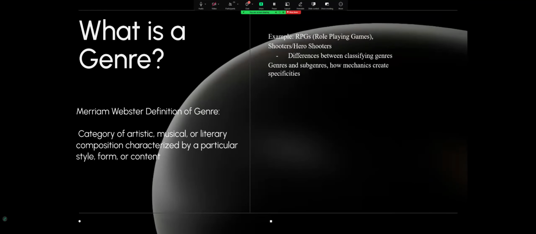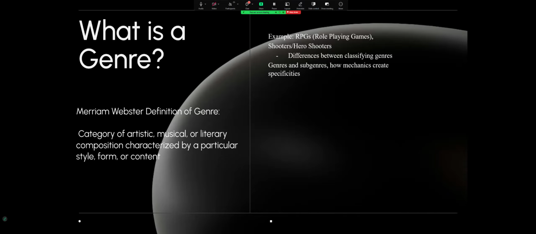Basically we'll be discussing how the mechanics and aesthetics surrounding older titles will transform over time, and how concepts will diverge to create entirely different products that spawn from the same ideas. But what is a genre? It is a category of artistic, musical, or literary composition characterized by a particular style, form, or content. But what does it really mean, and how does this apply to games?